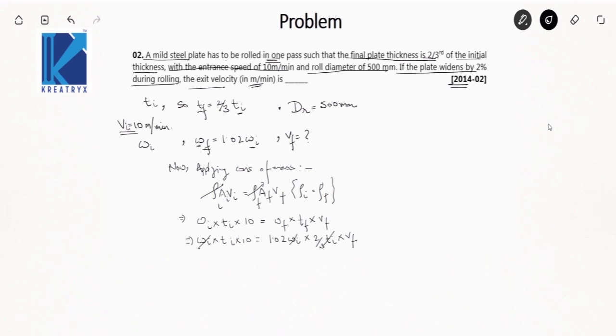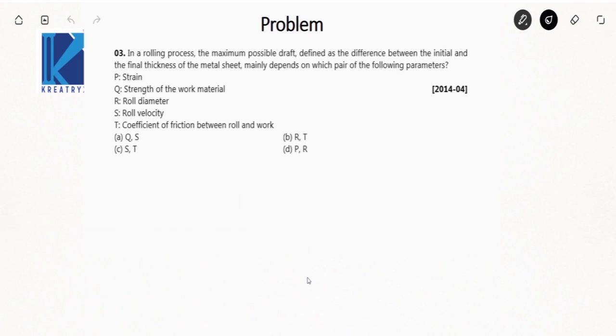w initial t initial gets eliminated. Now final velocity, which we will get as 30 by 2.04, which is equal to 14.7058 meter per minute. That's the answer. Now moving to the next question.